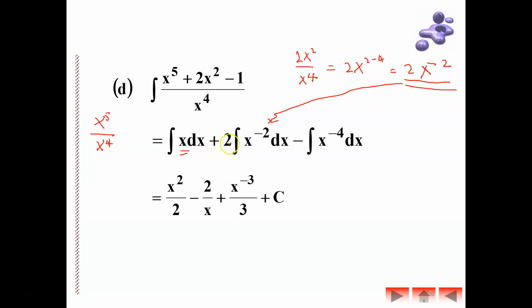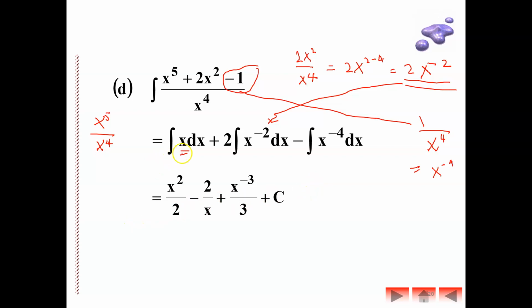So 2 is a constant, so you place it at the front first. And the last one is negative 1 over x to the power of 4. Okay, negative, the last one. This one, negative, negative, because it's minus over here. So you have 1 over x to the power of 4. This is equal to x to the power of negative 4. Remember, if we have 1 over, it will become negative 4, because it is 1 over. That's why we get this one.